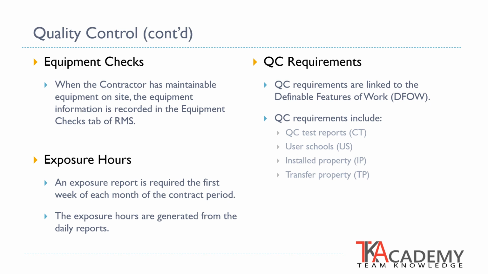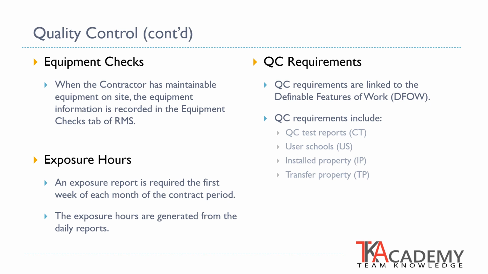Installed property is for equipment that is permanently attached to the building. It is identified within RMS with the prefix IP. Installed property is usually distinct entities with serial numbers and maintenance requirements.